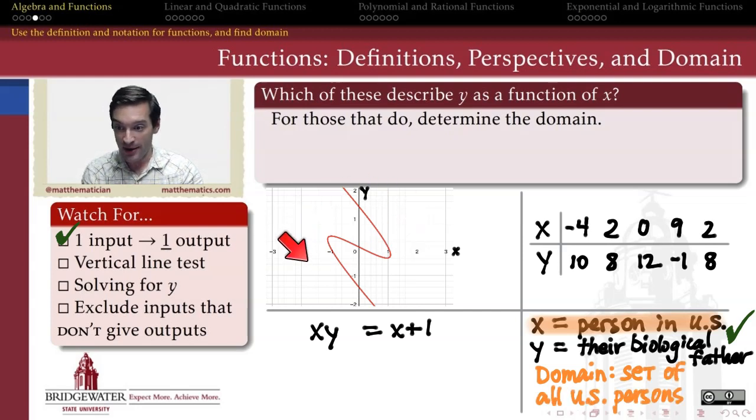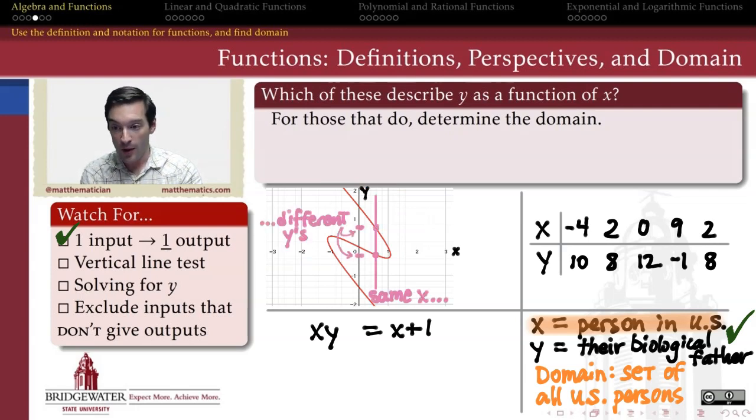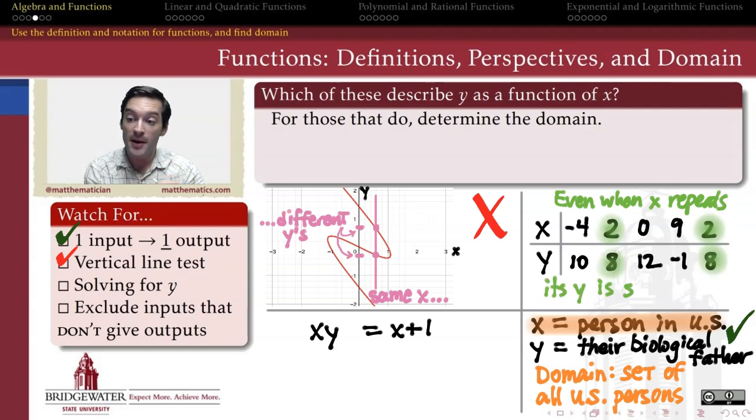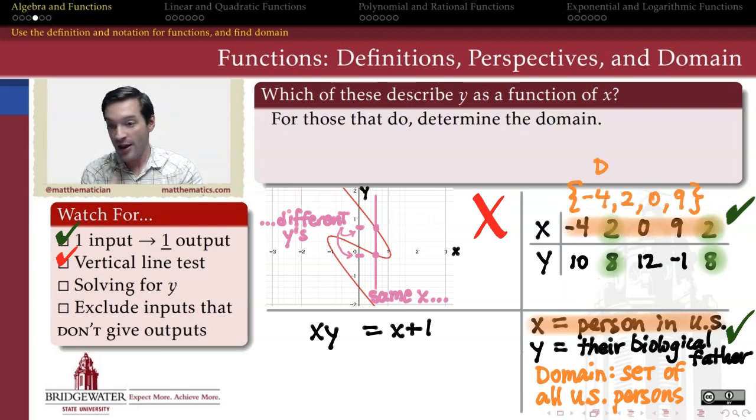On this graph, by contrast, there's a single x value that corresponds to more than one y value. This vertical line meets the graph in more than one location. And therefore, this graph fails what we call the vertical line test, and therefore does not depict y as a function of x. The data table in the upper right here has a repeated x value, but since its corresponding y value is the same both times, we can still say that y is a function of x here, and the domain is going to consist of the set of all x values that we can see.